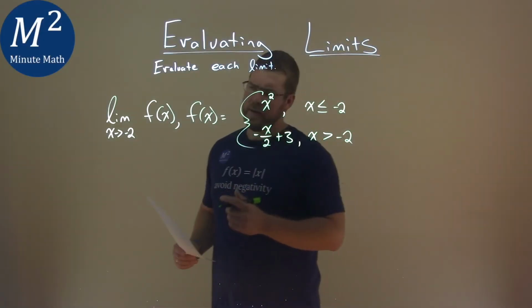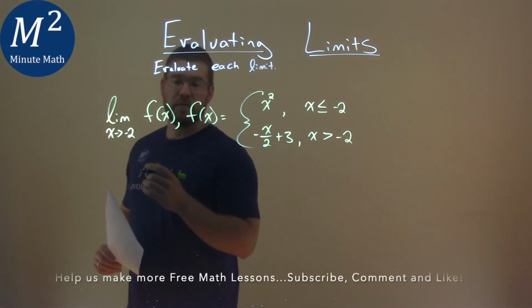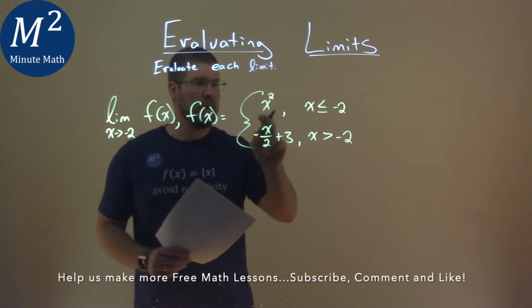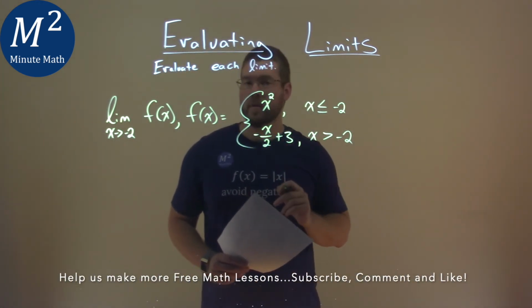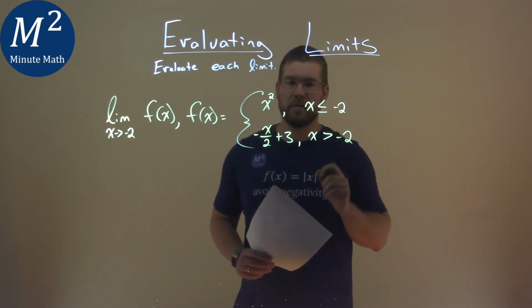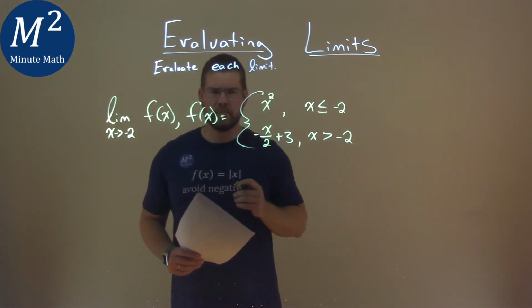We're given this problem right here. The limit as x approaches negative 2 of f of x, where f of x is equal to the piecewise function x squared, where x is less than or equal to negative 2, and negative x over 2 plus 3 when x is greater than negative 2. And we have to evaluate this limit.